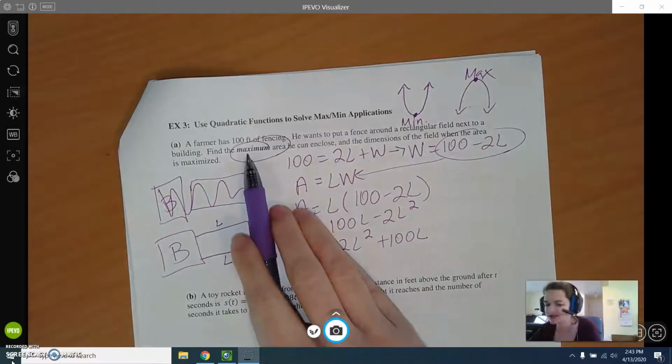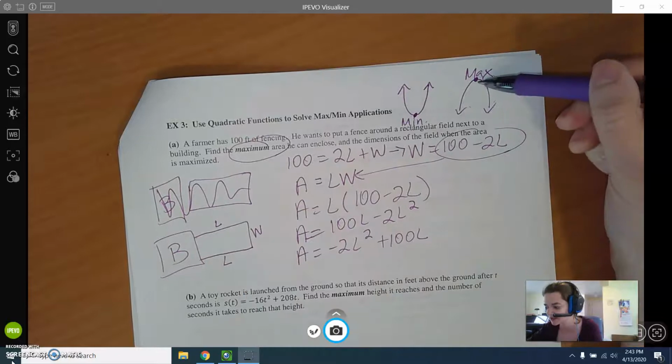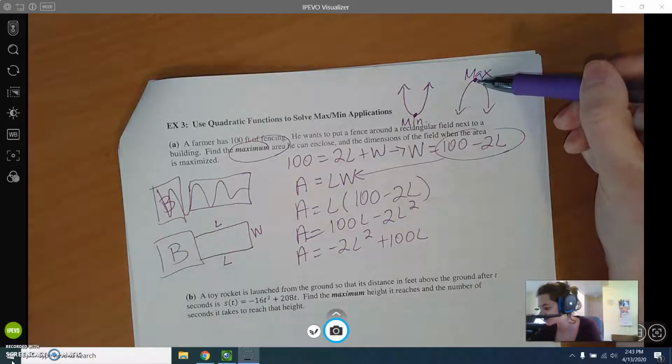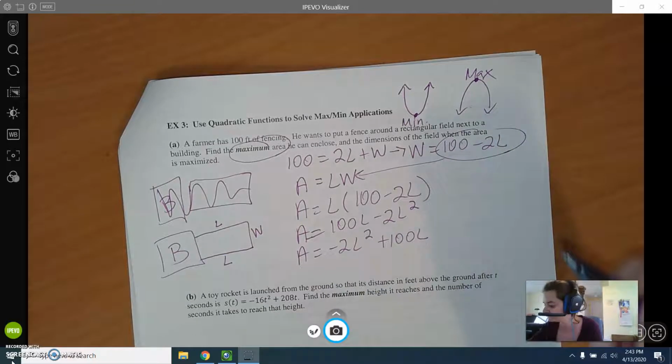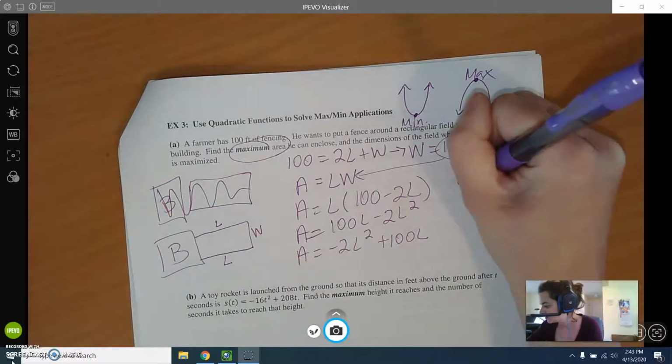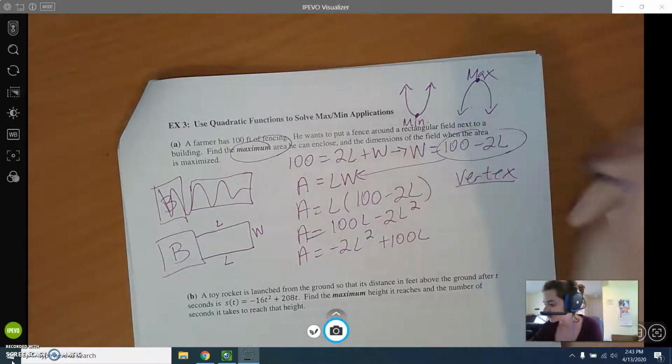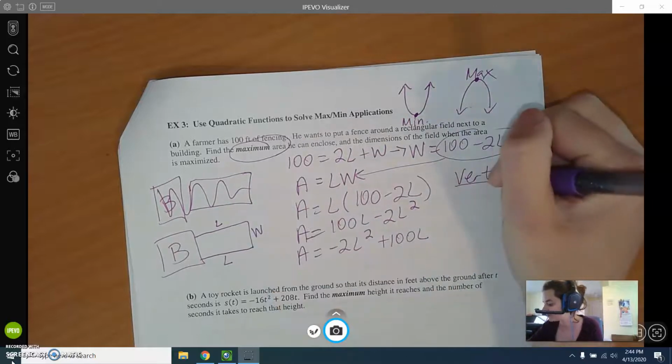So now I have a nice area equation. I can find the maximum. Remember, the maximum happens at the vertex. It is a downward shaped parabola. I know that because my leading coefficient is a -2, and the negative will flip it around so it's going down. Okay. So finding the vertex so that we can find the maximum.